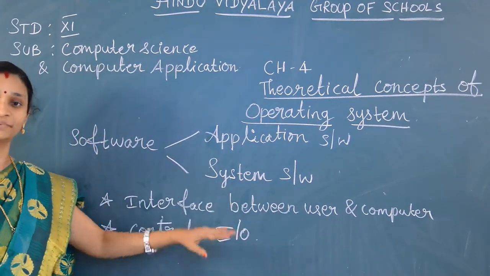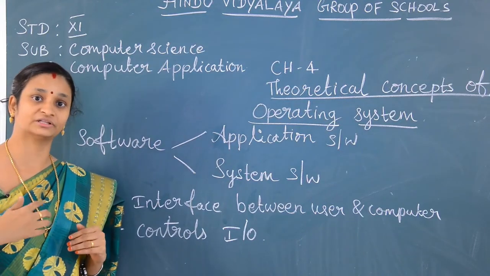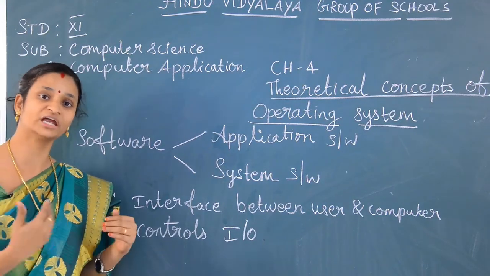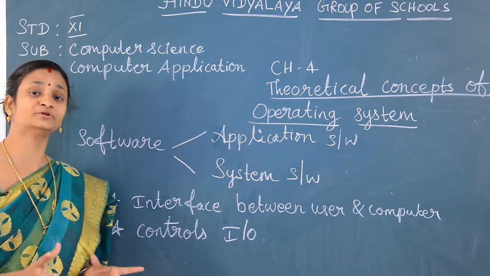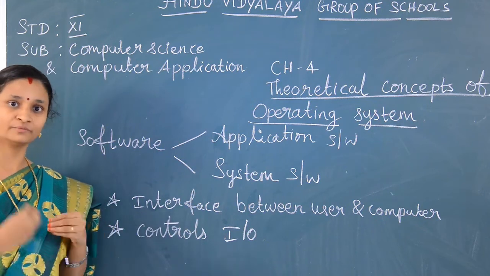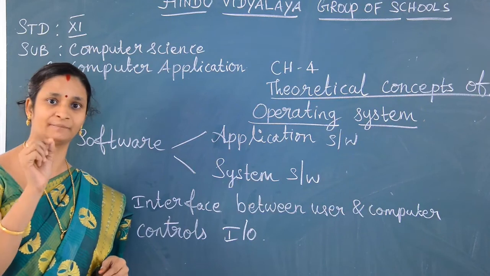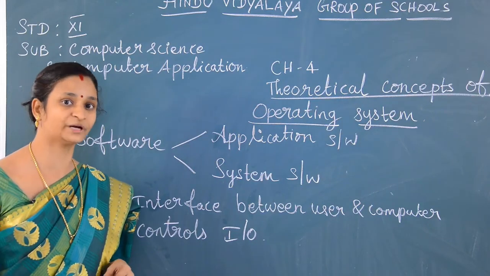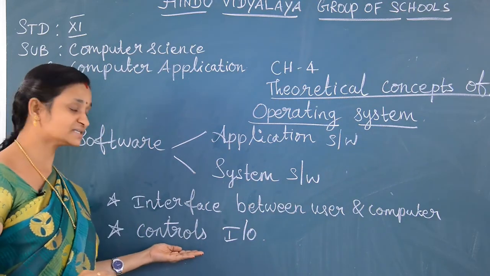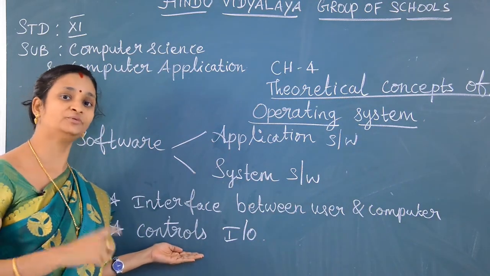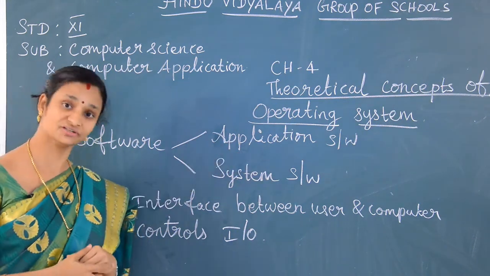Without the operating system, the user will not be able to give any commands or communicate with the computer. Then it controls the overall input and output devices. If we want to take a printout, we give the print command, isn't it? That print command reaches the printer only through the operating system. So the operating system controls all the input and output devices, that is hardware devices, as well as the application software.